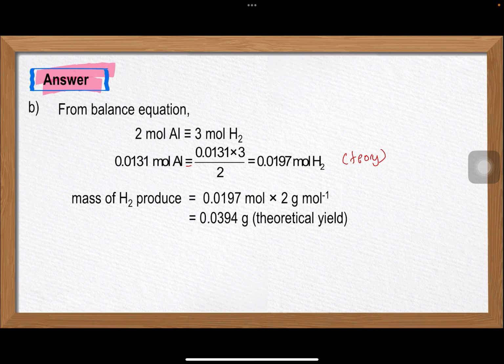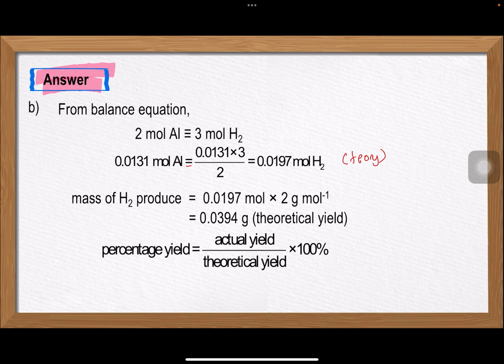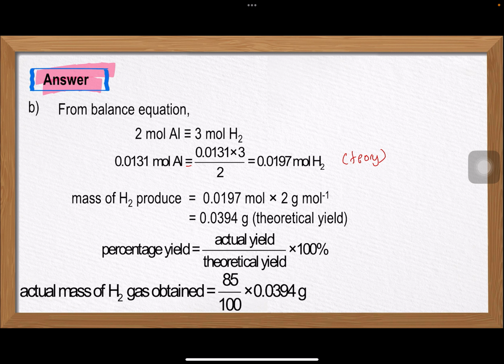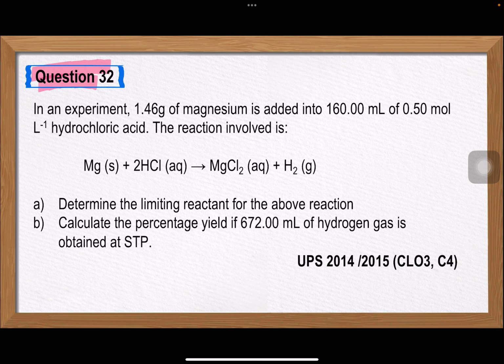So this is theoretical. How much is the actual? Using the formula, actual yield divided by theoretical yield times 100 equals percentage yield. The percentage yield is given as 85%, the actual yield you don't know, the theoretical yield is 0.0394 gram. So the actual yield is 0.0335 gram. This is the formula of percentage yield.